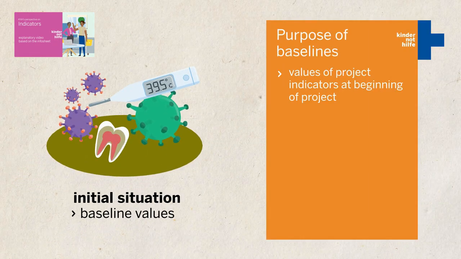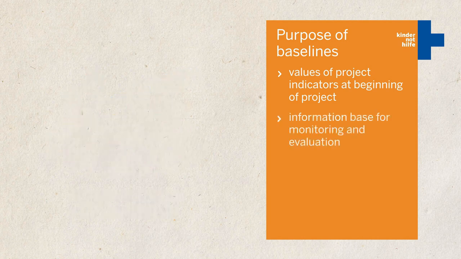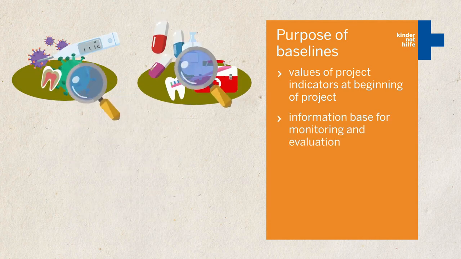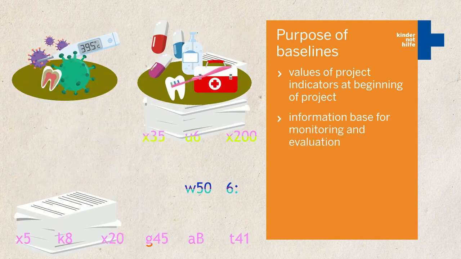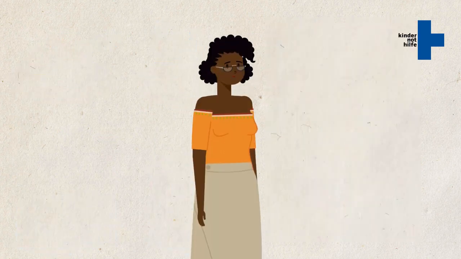The purpose of a baseline is therefore to determine the values of the project indicators at the beginning of the project. These first indicator values are also named baseline values. They provide an information base against which the progress and effectiveness of a project towards reaching its objectives can be monitored and evaluated during and at the end of its implementation.